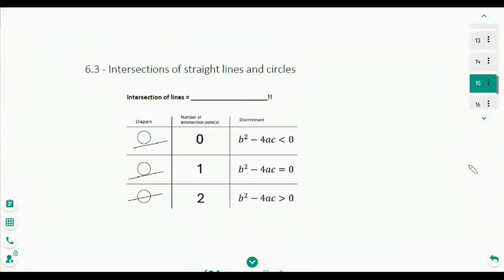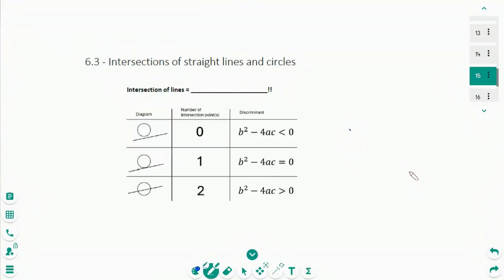In this lesson, we are looking into the intersection of straight lines and circles. It's a big chapter because there will be a lot of problem-solving questions from this lesson. I know you will hate it, but that's the reality. A lot of circle exam questions actually come from this chapter, especially the intersection of straight lines and circles. Intersection of straight lines, first of all, we know is a simultaneous equation.